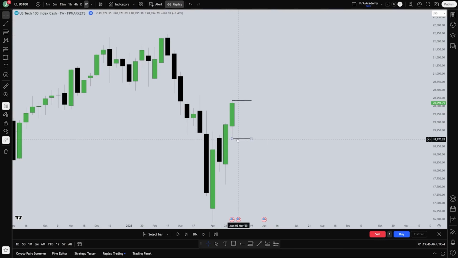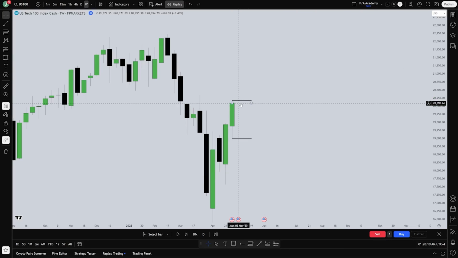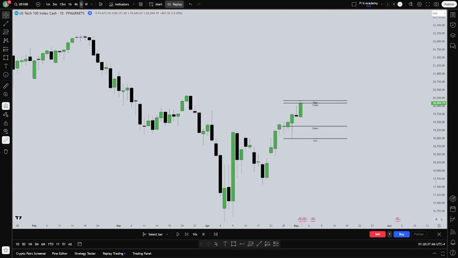You see a little rejection here to the downside coming off of this open, straight up into this wick, and we've got the high, we've got the open. I'm going to mark out the open. Yeah, so we have the close. I'll mark all of these out. All right, now let's go to lower time frames and see.